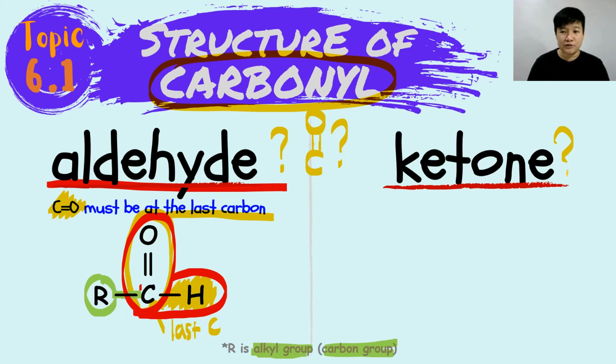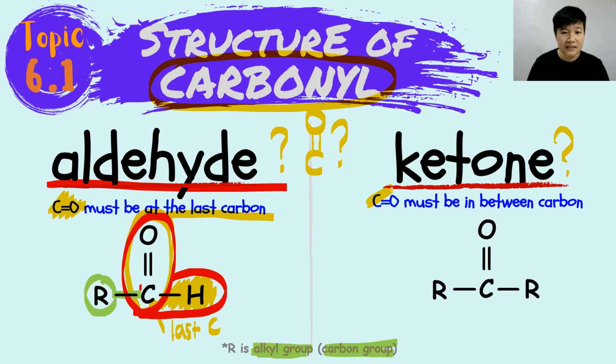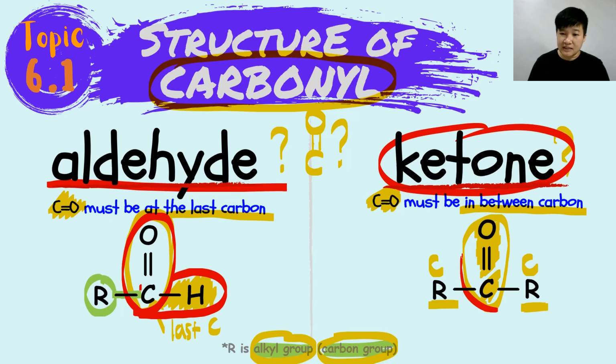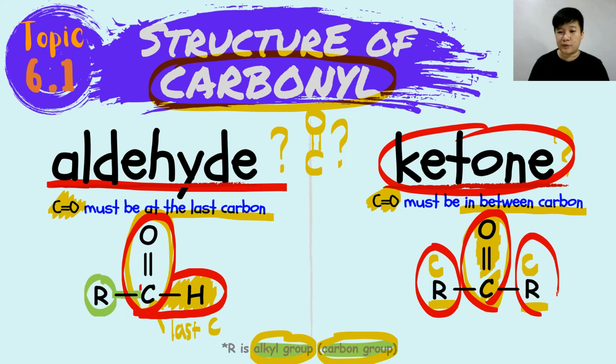Next, let's look into ketone. So, ketone, the C double bond O must be in between carbon. So, look at it guys. That is my C double bond O over here. And you can see that your C double bond O is attached to 2 R groups. And we know that your R group is your alkyl group, which is your carbon group. So that is actually your carbon, that is actually your carbon. So your ketone over here, the C double bond O will be in between carbon.